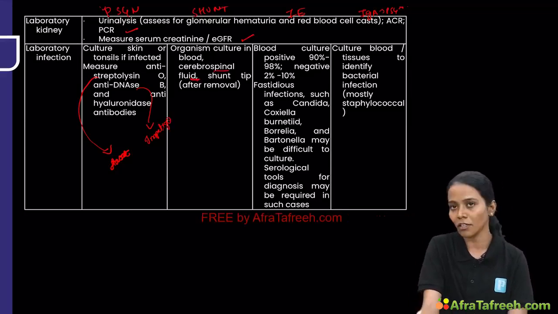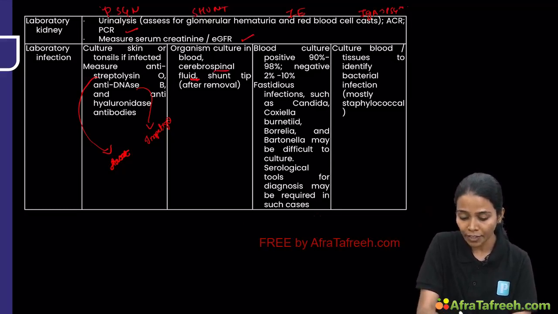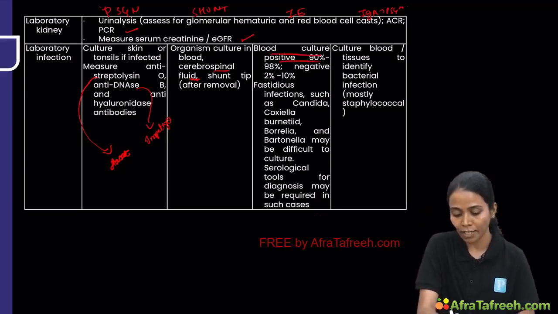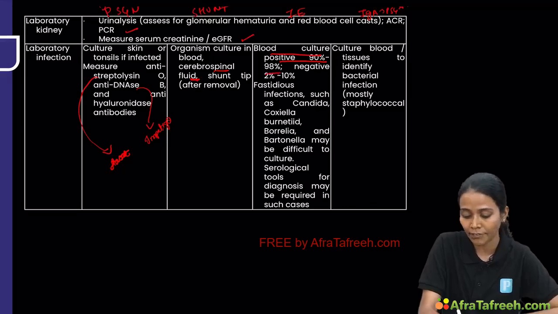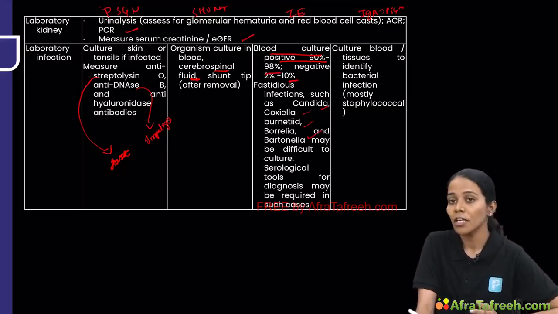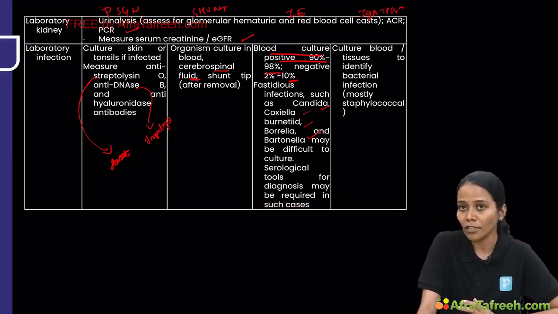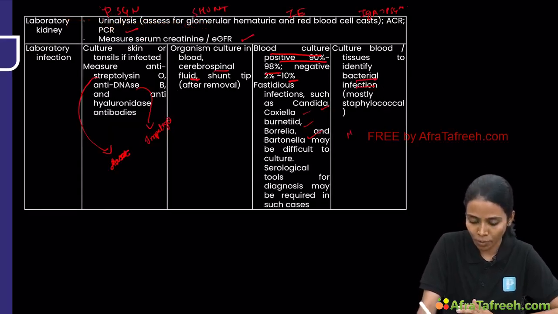In the CSF also you can find it. CSF eosinophils can be there, or you send the shunt tip for culture. Okay. And in infective endocarditis, blood culture is positive in 90 to 98% of patients and negative in only 2 to 10%. In whom it's going to be negative? Candida, Coxiella, Borrelia, Bartonella, in all these conditions. So here you will have to use some serology to identify these cases. Okay. In IgA dominant PSGN, the cultures, blood or tissue, are going to identify the bacterial infection, mostly Staphylococcus, which is mostly MRSA more than MSSA.